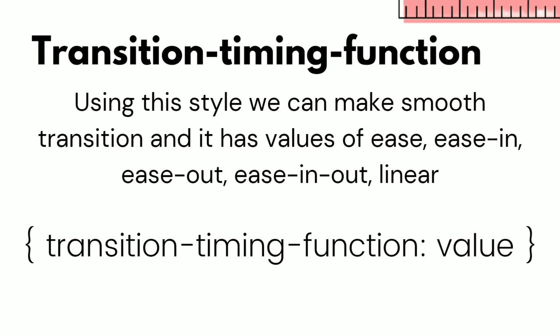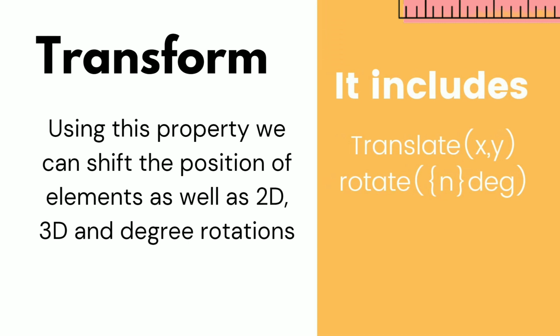And next we are coming to the transform. Using transform, we can create or shift any element's position. We can do 2D animation, we can make a 3D transform, and we can make a lot of things. When we are talking about 2D shifting, it has translateX and translateY. When we are using 3D, we have rotate and many other things.